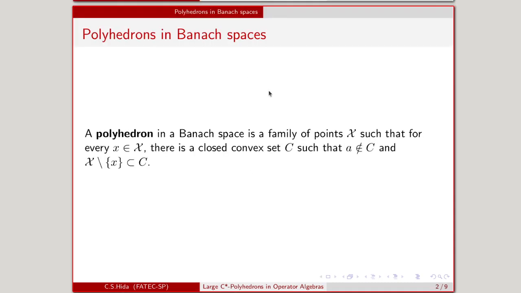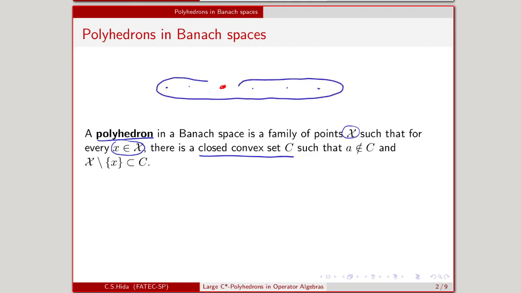I would like to start with the motivation behind this definition, which comes from Banach space. In Banach space, we have this definition of polyhedron, which is a family of points, so that every time you take one point of this family, we can separate this point from the remaining ones by a closed convex set. That is the classical definition of a polyhedron in Banach space.